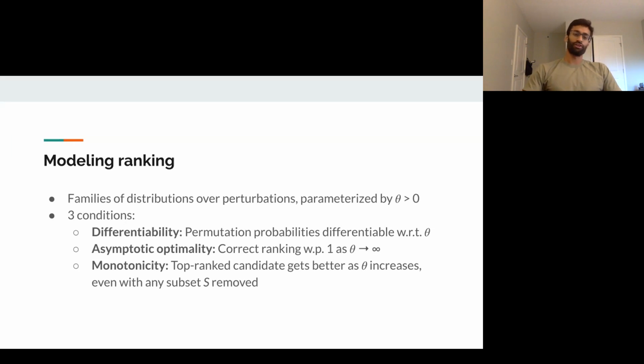Okay, and the final constraint that I want is a little bit more complex, and I'll call it monotonicity. Essentially what I want is that as theta increases, or as the accuracy increases, in expectation, the top ranked candidate that I get should improve. Okay, and the constraint that I want to impose is that this should be true even with any subset of candidates removed. And we'll see why this will become important. But it turns out these are fairly natural properties to ask of a family of ranking models.